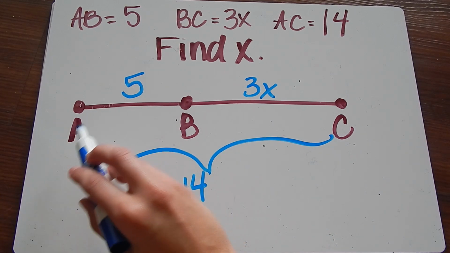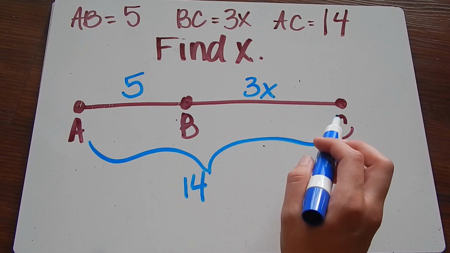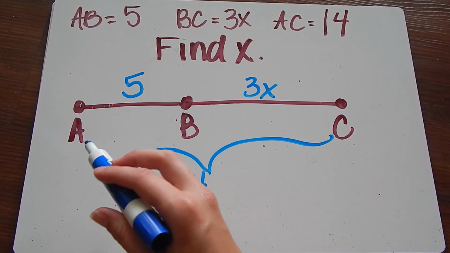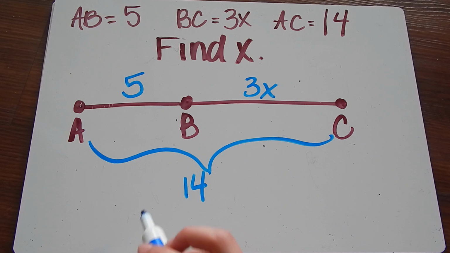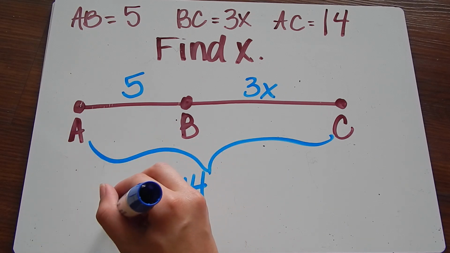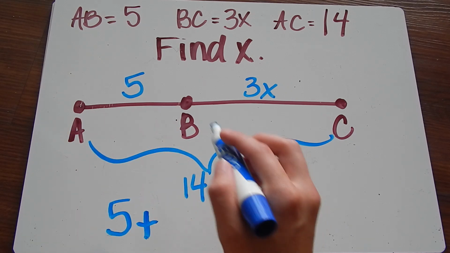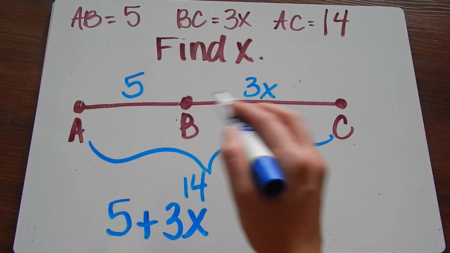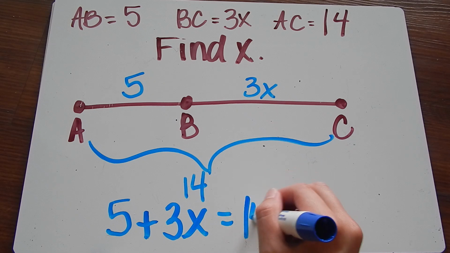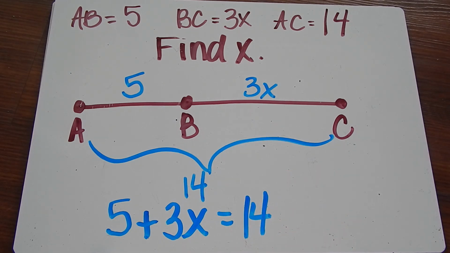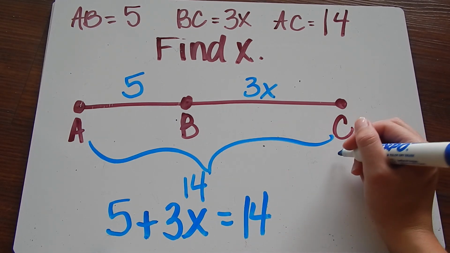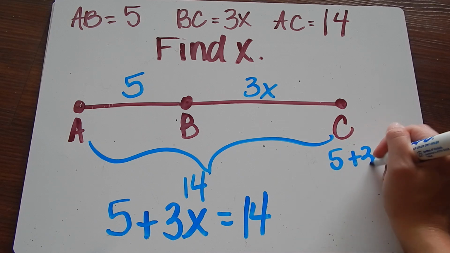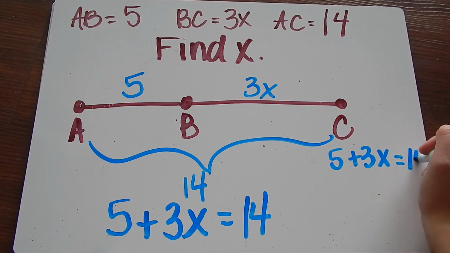Well, since AB plus BC equals all of AC, that's how I'm going to formulate my equation. So AB, which is 5, plus BC, which is 3x, is equal to all of it, which is 14. Now that I have that equation, I can go over here and solve it to find my x.